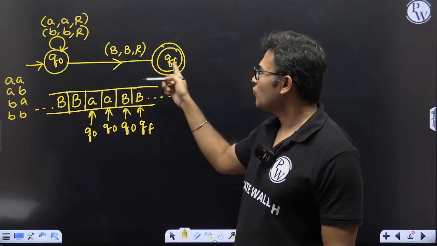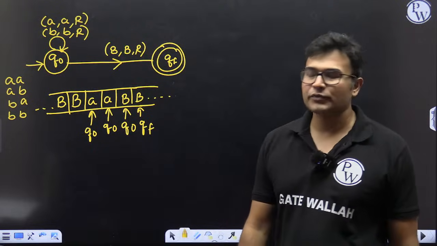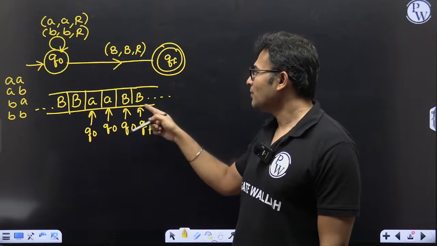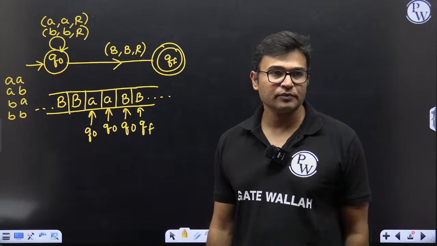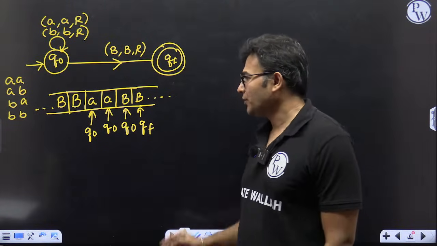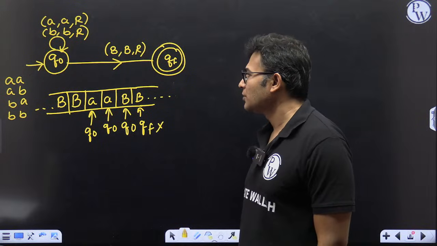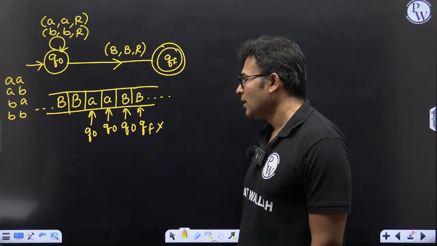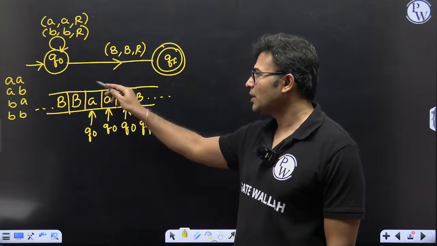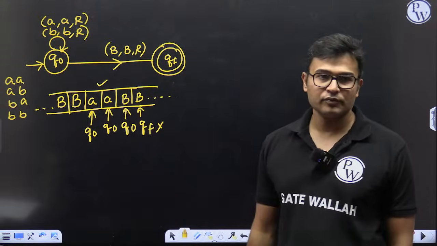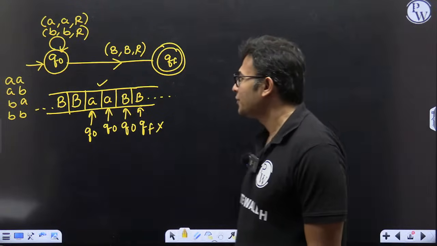Now QF on blank, nothing is defined, right? Therefore, this is a dead configuration. So the Turing machine will end here in the final state. Therefore, AA is accepted, right?